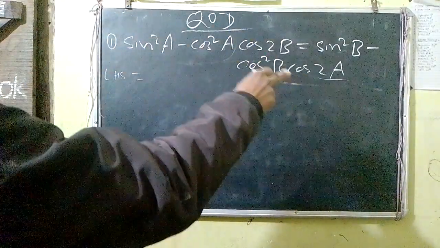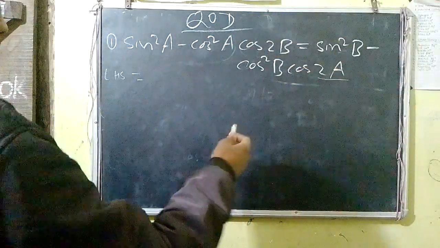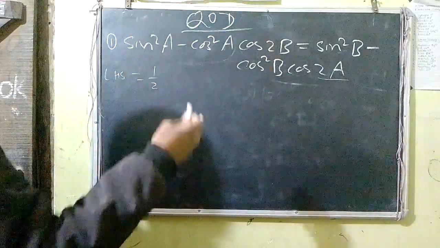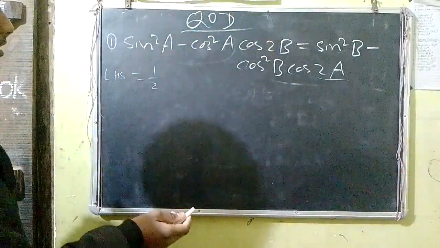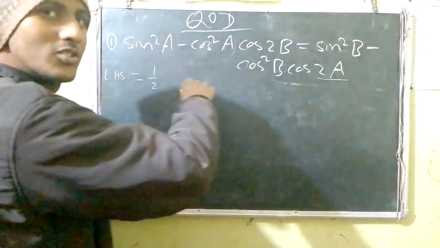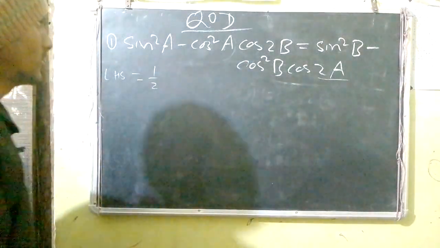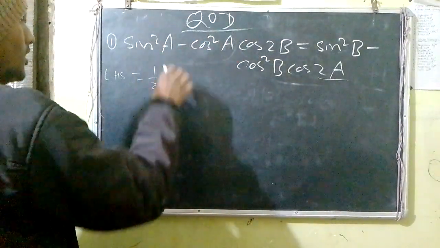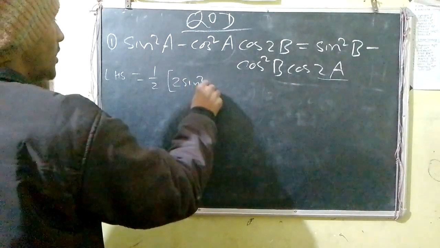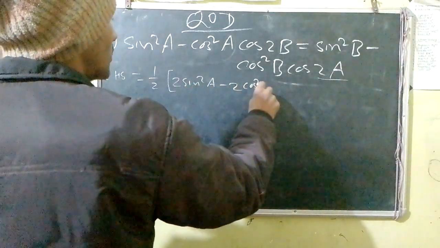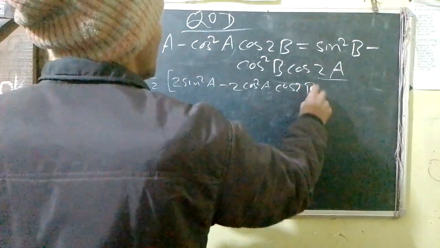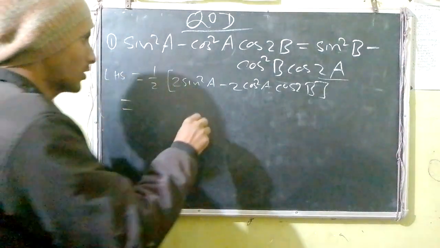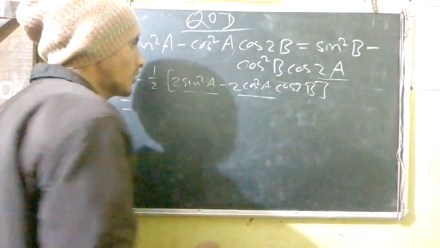Okay, so now we got the idea that we have to change A into 2A and 2B into B. So how do you change A into 2A? We're going to use a formula. First of all, I'm going to take half common on the LHS. Then it will be 2 sine square A minus 2 cosine square A, times cosine 2B. My first target is that I want to make A into 2A.